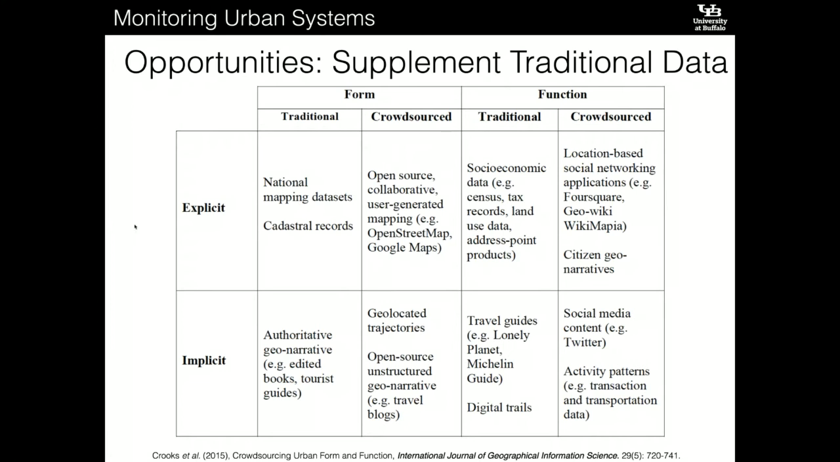So we can mine data to understand the form of the city. We can also mine data to understand, traditionally, how people are using the space. Socioeconomic data from the census would be a traditional way of understanding the function of the city, residential area, business area, right? But through location-based social networking and things like that, we can also derive, this is a residential area versus a business area. And I'll give an example of that later on.